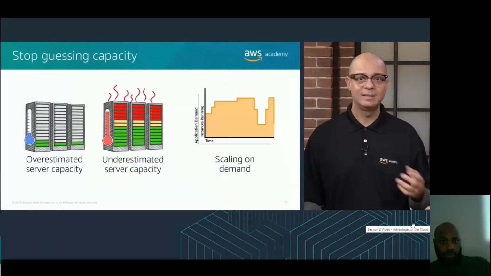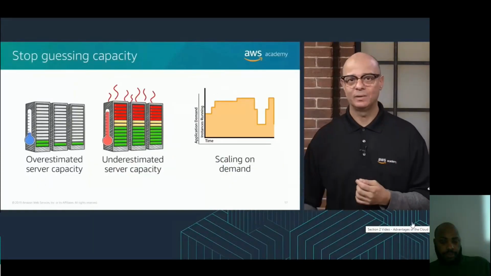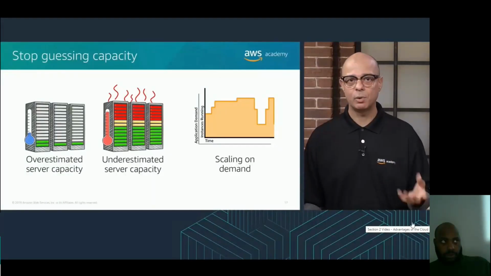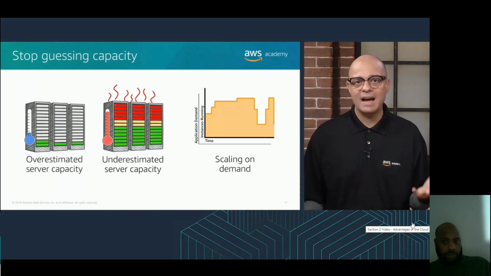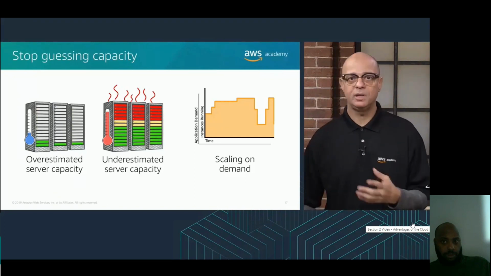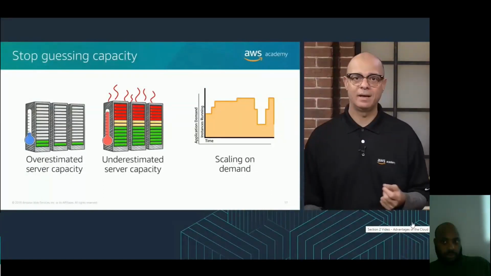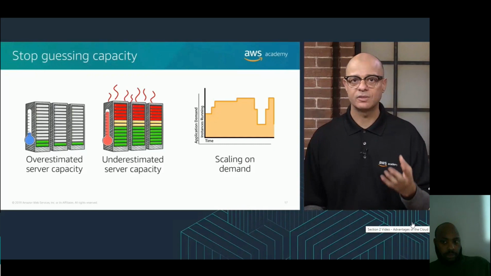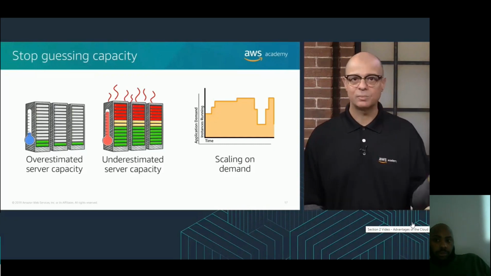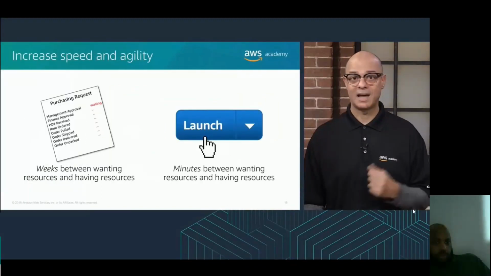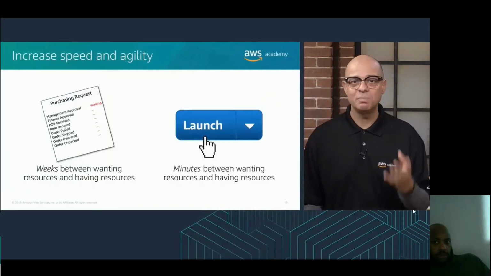Advantage number 3, stop guessing capacity. Eliminate guessing about your infrastructure capacity needs. When you make decisions about capacity before you deploy an application, you often either have expensive idle resources or deal with limited capacity. With cloud computing, these problems go away. You can access as much or as little as you need and scale up and down as required with only a few minutes' notice.